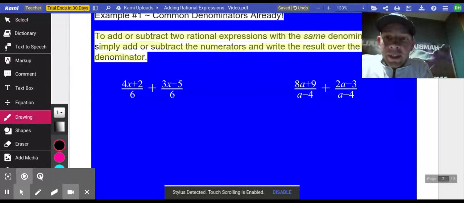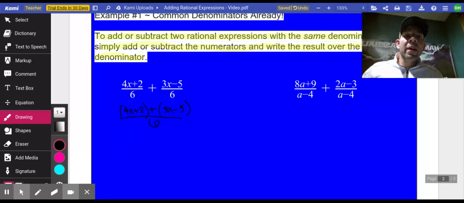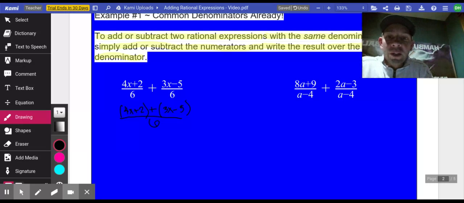This is a very minor step, but what I like to do is combine the two fractions. So I'm going to say we have 4x plus 2 plus the quantity 3x minus 5, all over 6. I'm doing exactly what we just said: we simply add or subtract the numerators and then write that result over the common denominator, which in this case is 6. As I combine like terms, we can combine the 4x and the 3x to make 7x. We'll combine the 2 and the negative 5 to make negative 3, and just put that result over our common denominator, and that's our final answer.